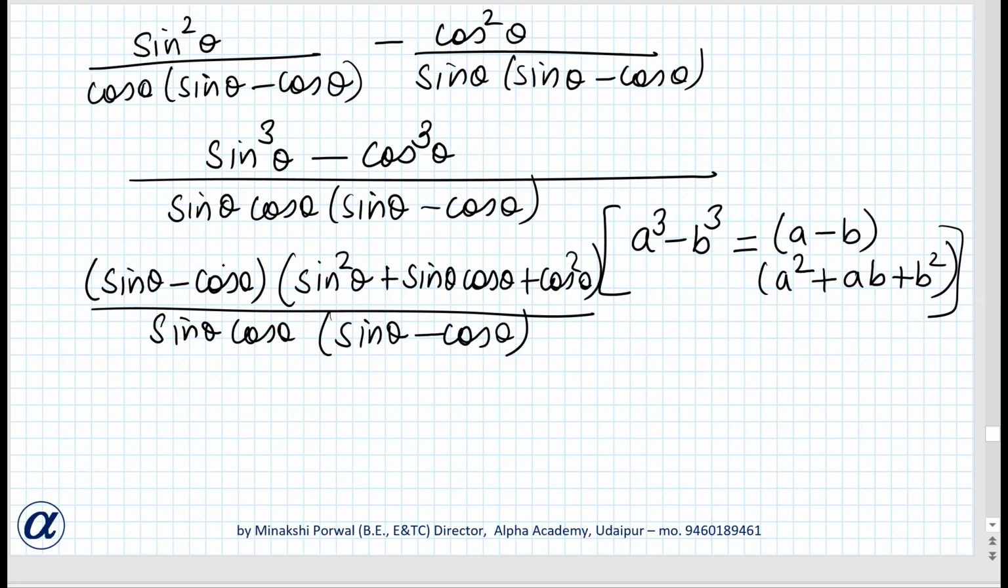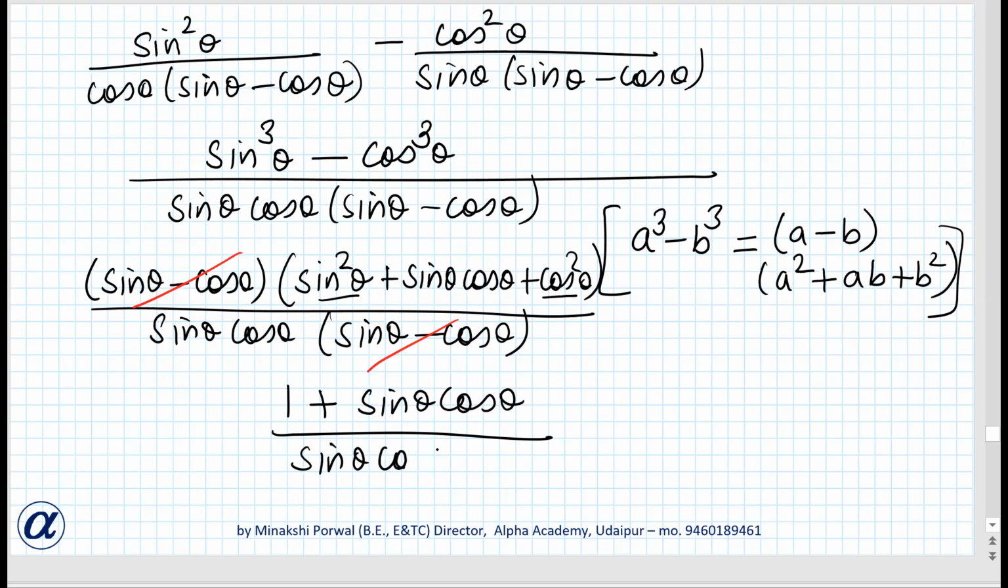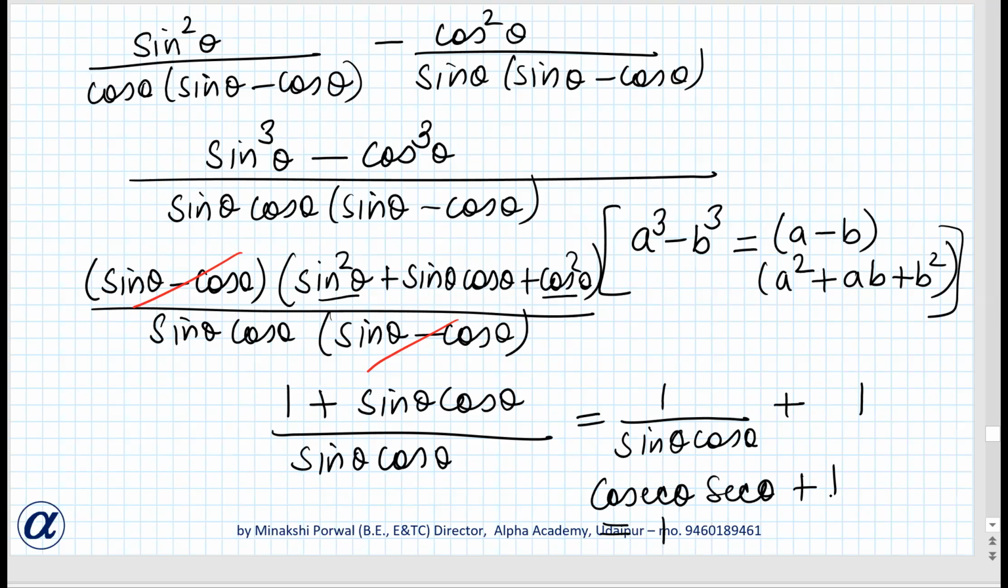Okay. This term and this term will get cancelled. Sin square theta plus cos square theta is 1. So it is 1 plus sin theta cos theta upon sin theta cos theta. This can be written as 1 upon sin theta cos theta plus 1. Okay. 1 upon sin theta is cosec theta. 1 upon cos theta is sec theta, plus 1. Okay. So this is 1 plus sec theta cosec theta. This is what we have to prove. This is RHS.